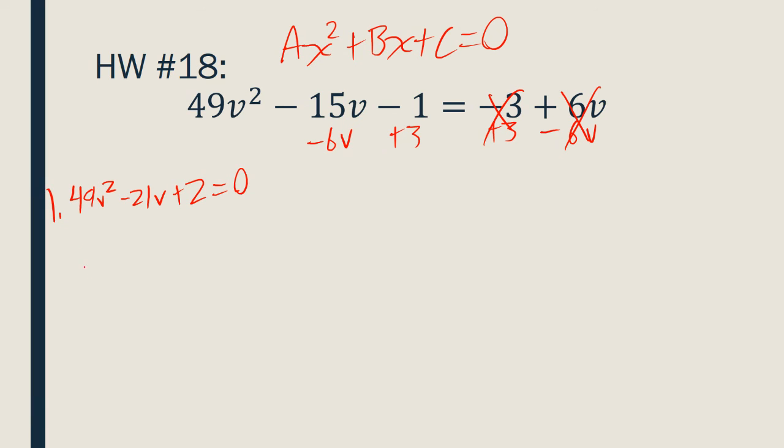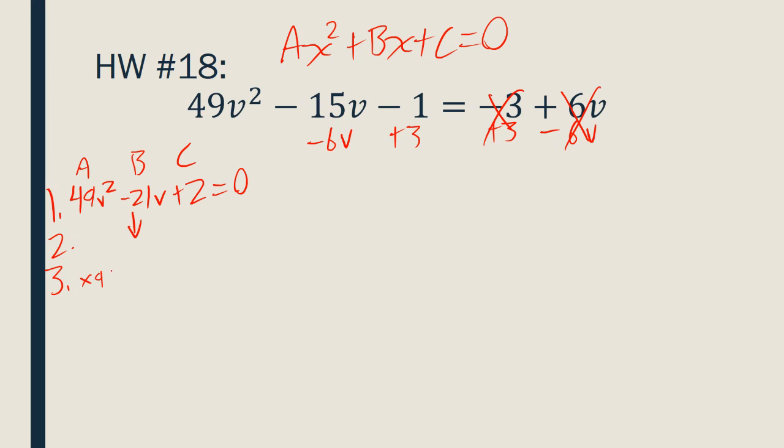Now, my second step is I need to take out a greatest common factor if I can, but I can't. In this function, there's not a greatest common factor, so I'm just going to leave it as is. Step 3, I need to multiply a and c together. So here's a, b, and c. I need to multiply a and c together, which is 49 times 2, which is 98.